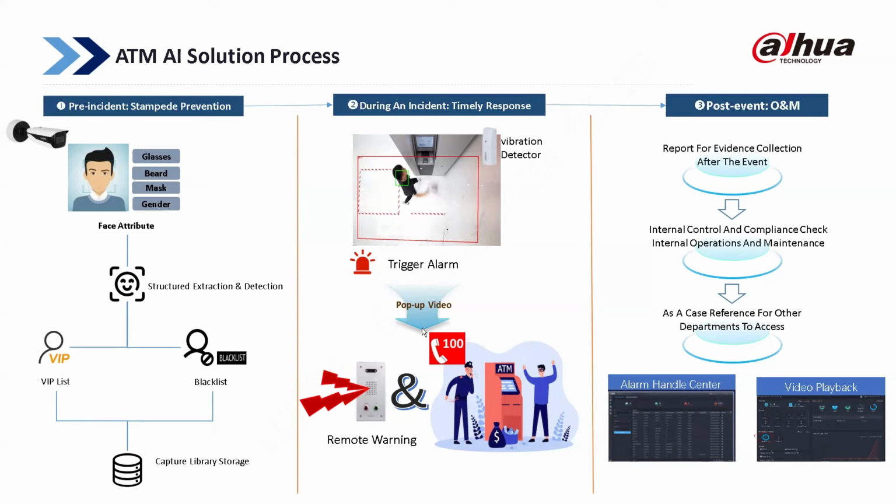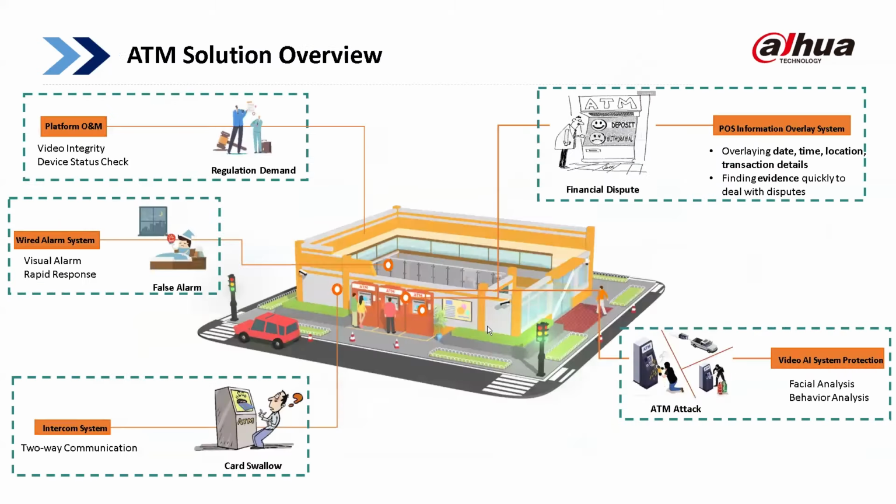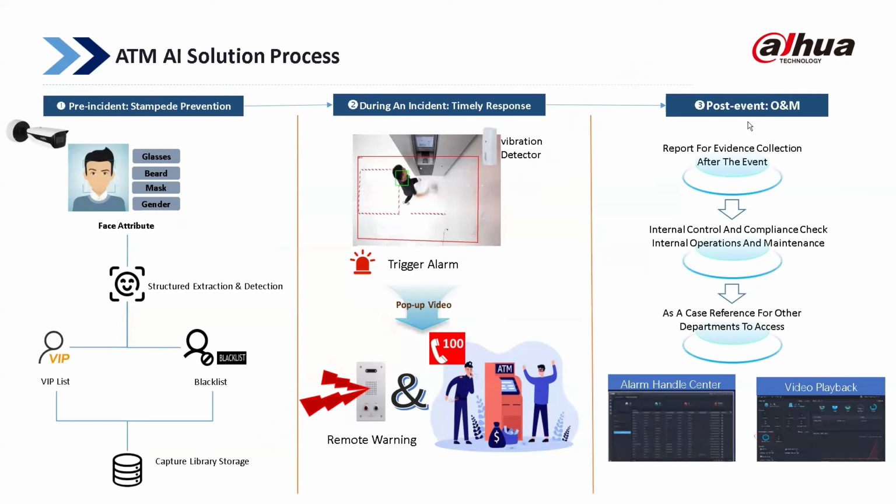We have a pop-up at the monitoring center or at the security center. We also have remote warning that whatever you're doing is being tracked and such things. This remote warning also has two-way intercom where if I'm attacked within the ATM, I can press the panic button and someone would call in the ATM. Then after the event has happened, we can always do playback and handle the alarms based on the actual case.